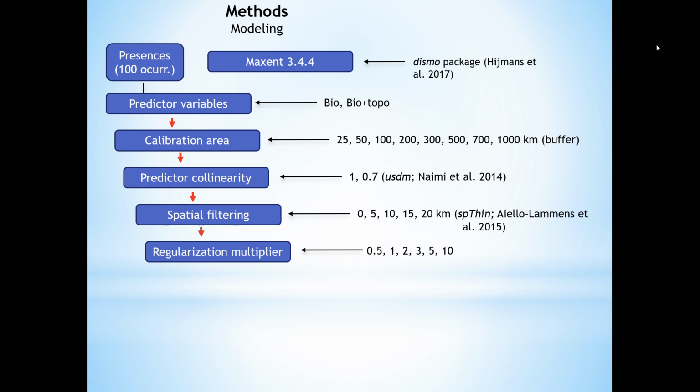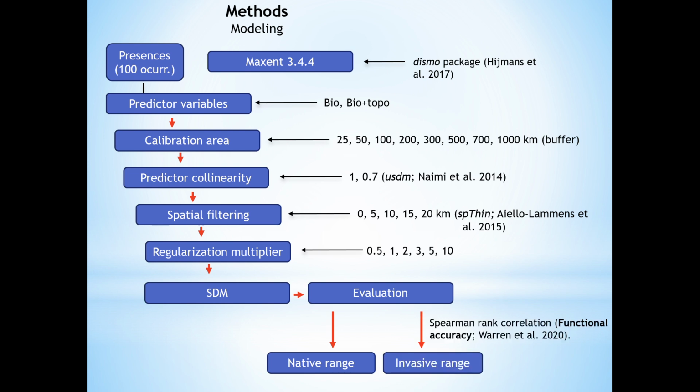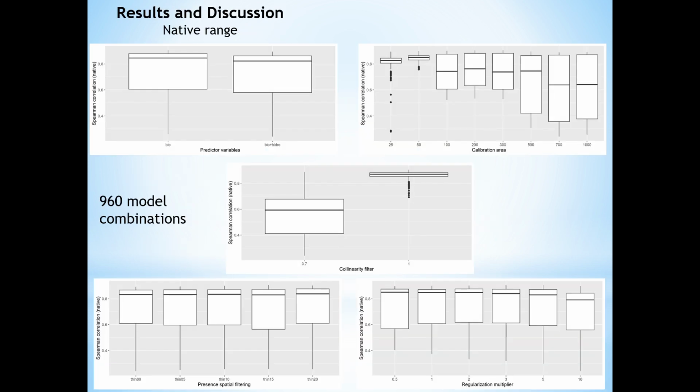Each model was calibrated using only native occurrences and evaluated according to its predictive capability in native and invasive ranges, the latter to infer model transferability. In both cases, model performance was defined as the Spearman rank correlation of the true occurrence probability and the suitability values predicted from Maxent. A total of 960 models were evaluated.